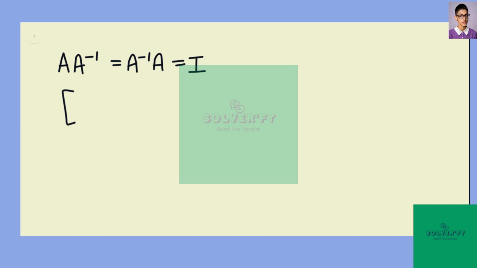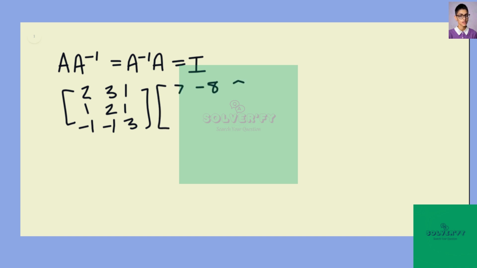So we're given that 2, 3, 1, 1, 2, 1, and negative 1, 3 is the inverse. Okay, so we multiply that by 7, negative 8, 5, negative 4, 5, negative 3, and 1, negative 1, 1. If we do this multiplication, we take the row by the column.